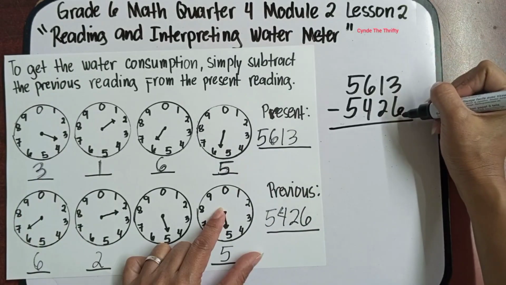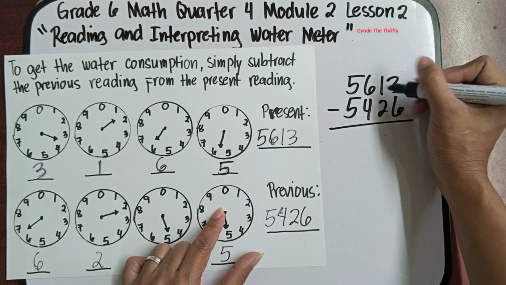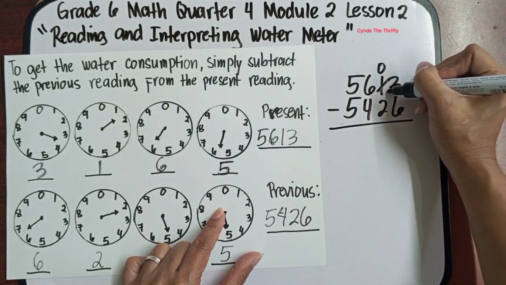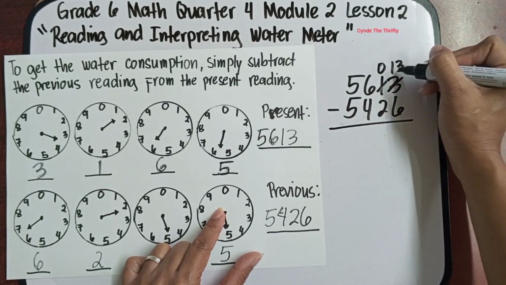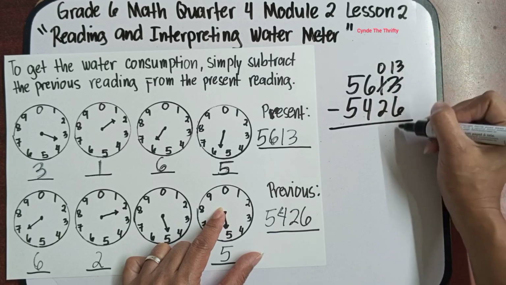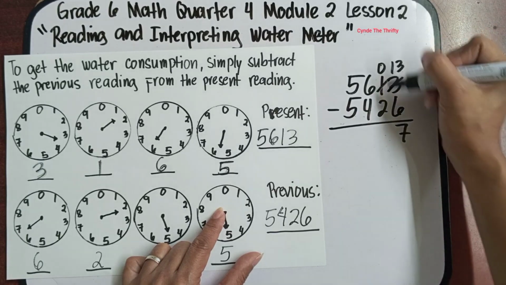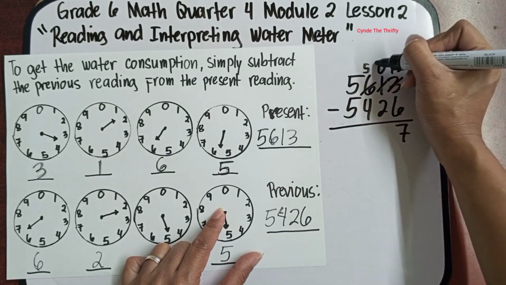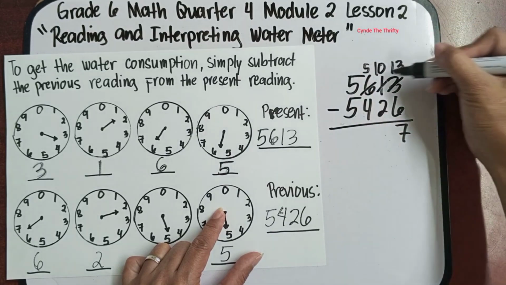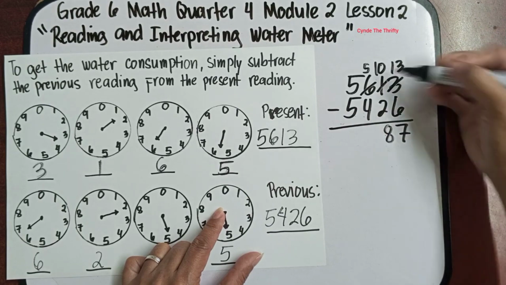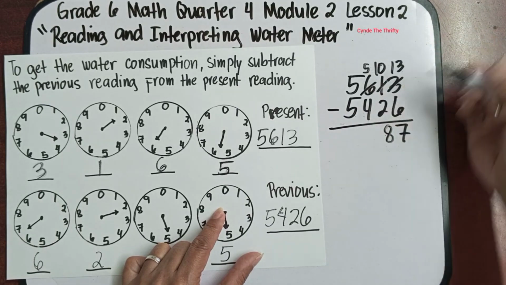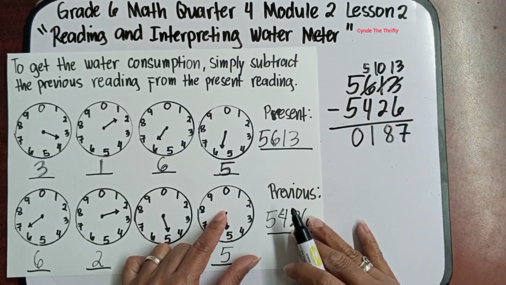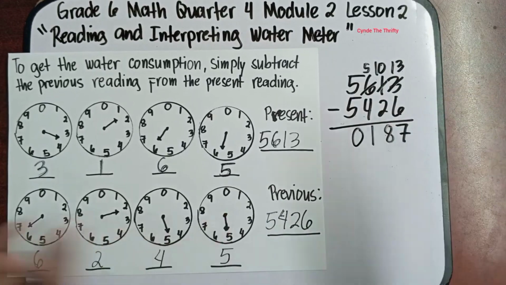3 minus 6 cannot be. Borrow 1 from 1. So, si 1 is magiging 0. Si 3 is magiging 13. So, 13 minus 6 is equal to 7. And then, 0 minus 2 cannot be. So, mag-borrow naman siya kay 6. Si 6 magiging 5. Si 0 magiging 10. So, 10 minus 2 is equal to 8. And then, 5 minus 4 is equal to 1. And then 5 minus 5 is equal to 0. So, meron na tayong sagot, 0,187.